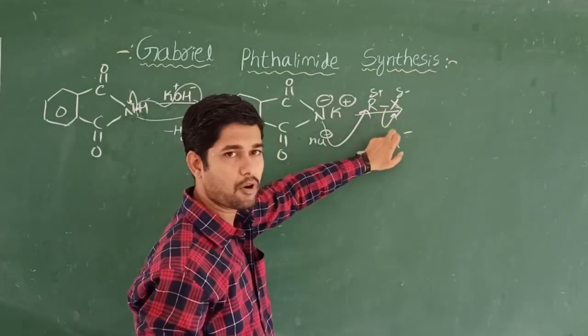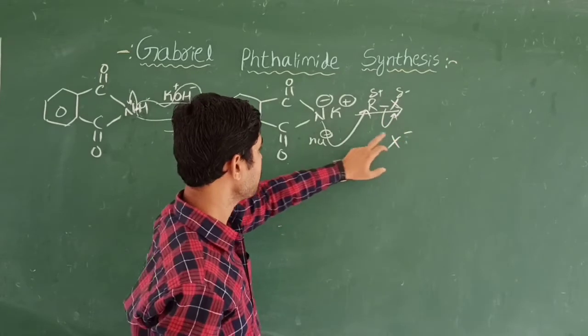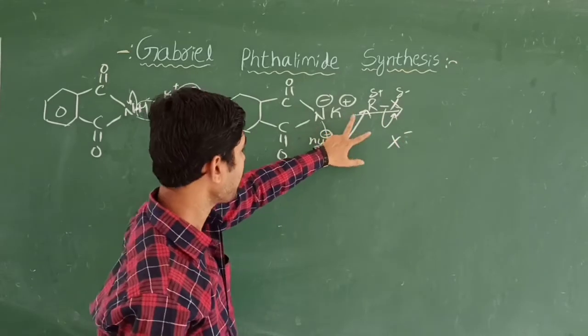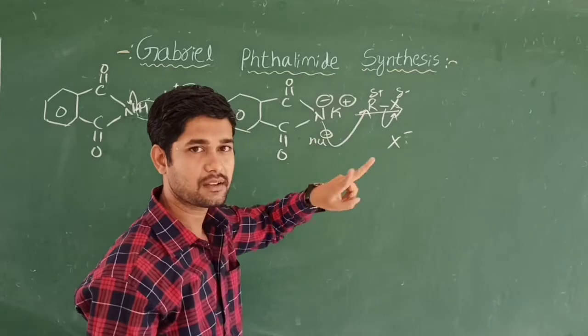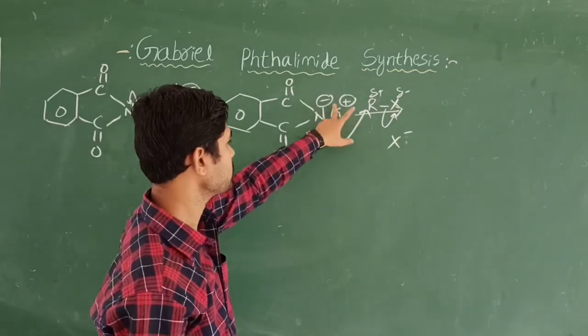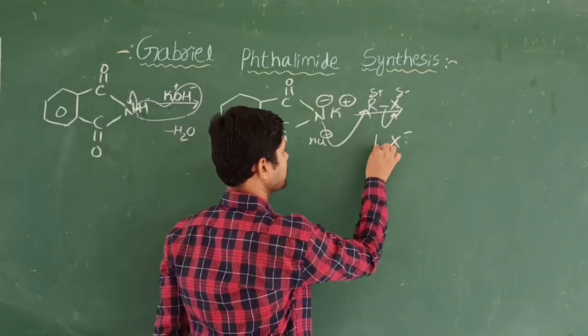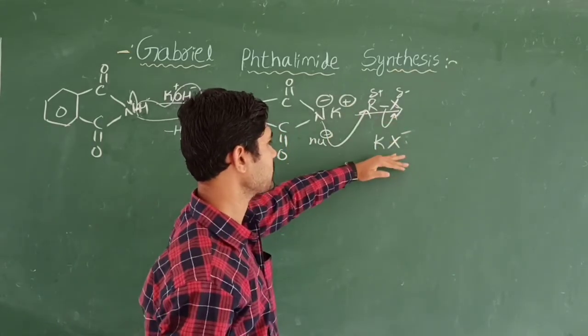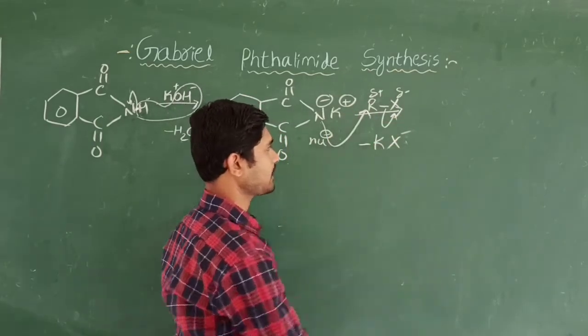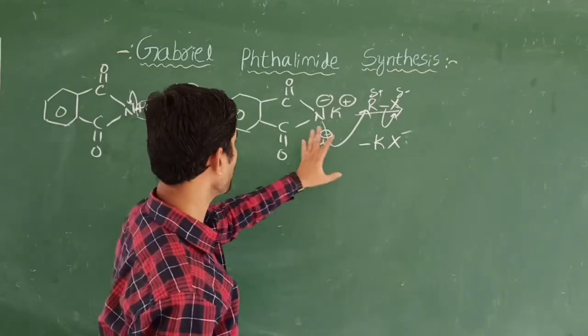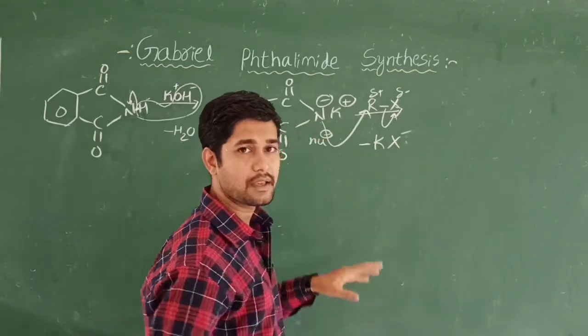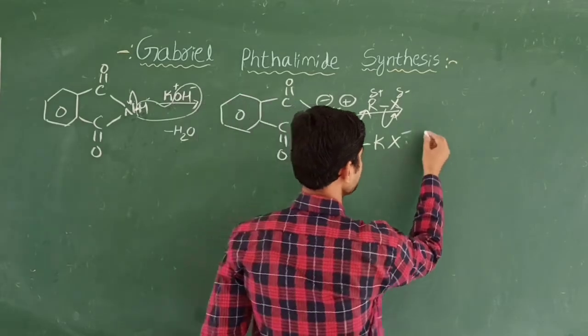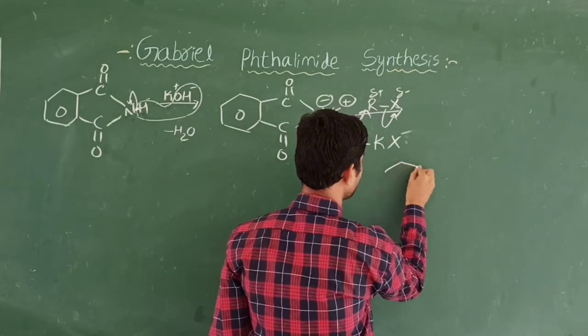X minus abstracts the bond pair of electrons, and here K plus will be there. With opposite charges, a salt is formed. Now I write KX like this, because the bond is formed: K plus and X minus combine as a salt, which I have removed. So now this is N-alkyl phthalimide.